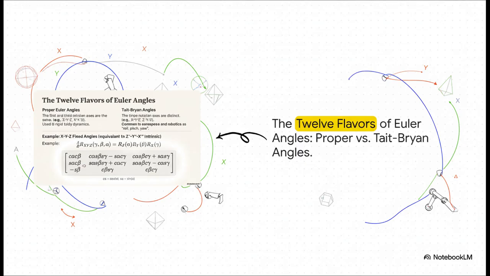And believe it or not, it gets even more complicated. Depending on which axes you choose to rotate about and in what order, you end up with 12. That's right, 12 common conventions. They're split into 2 families. You've got proper Euler angles, where you do something like rotate around Z, then Y, then Z again. And then you have Tait-Bryan angles, where you rotate about 3 different axes, like XYZ, which gives us that familiar roll, pitch, and yaw. Each one has its uses, but the key is you have to know which convention you're working with, or things will go wrong fast.